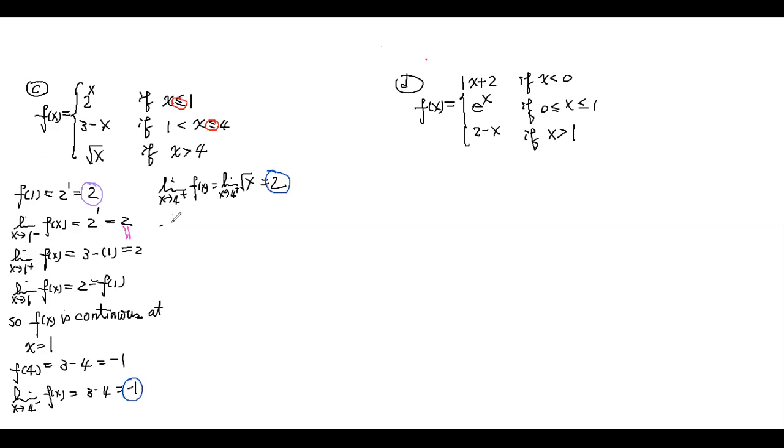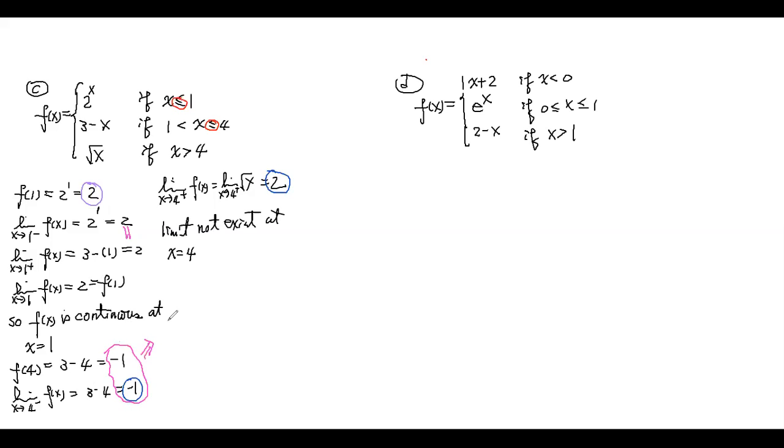So the limit does not exist at x equal to 4. That's why it's not continuous at 4. But look here, the function value is equal to the limit as I approach from the left-hand side. Okay, so the two-sided limit does not exist.